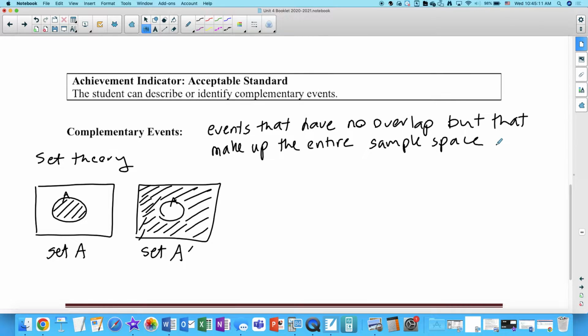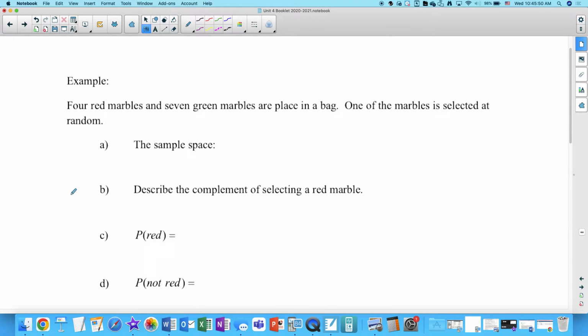So in general, because they make up the entire sample space, the probability of A plus the probability of A complement, what should that equal? 1. Yes. It's certain that one of those two things will occur. Okay, are we good with that so far? Now, the reason why we're looking at complementary events is because we are going to be using an event and its complement to think about odds.